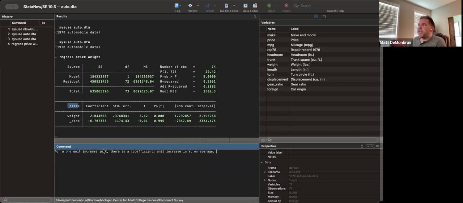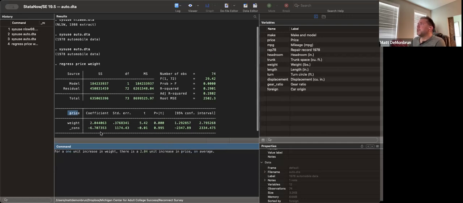Now, I like to use this because you can use it for almost any output, using Stata or any other software. So we can actually say, for a 1 unit increase in X, well, what's our X? Our X is our weight. We could put that in here. We could put in our coefficient, say we want 2 significant digits, so a 2.04 unit increase in, what's our dependent variable? Price, on average.